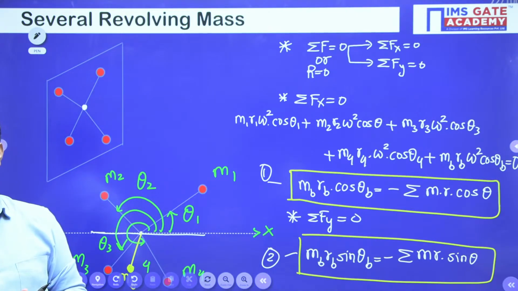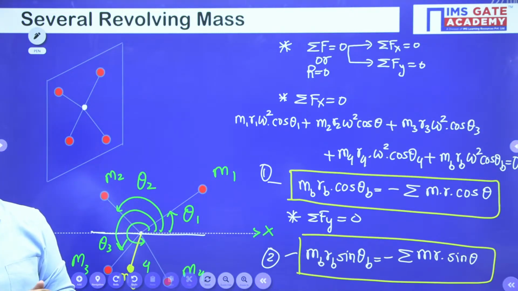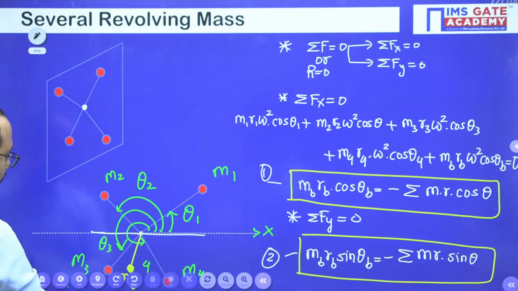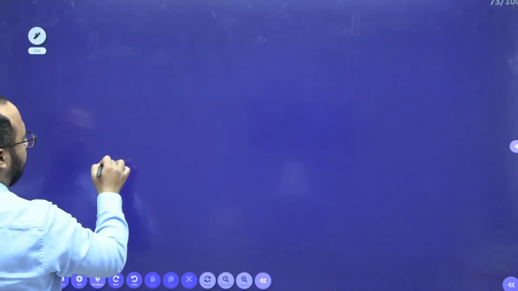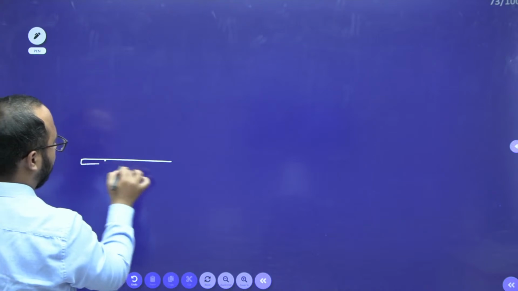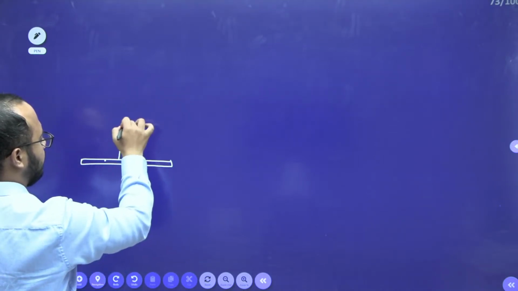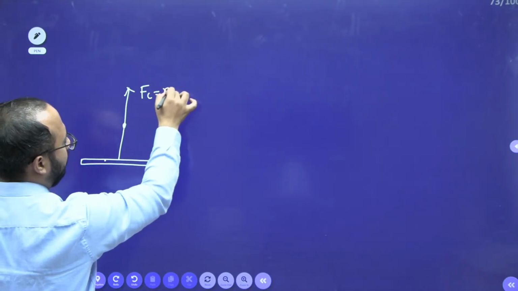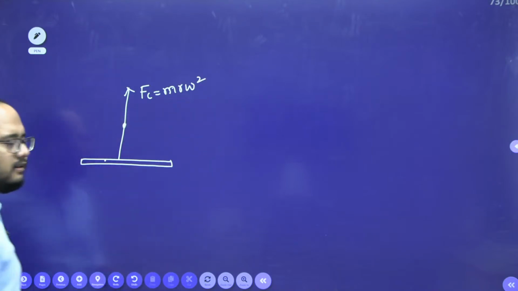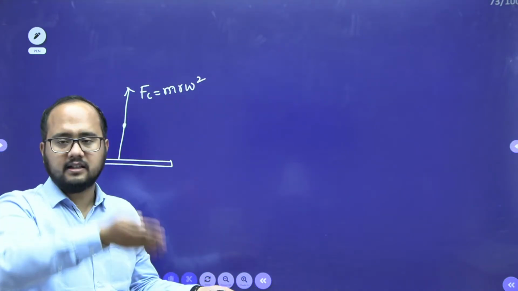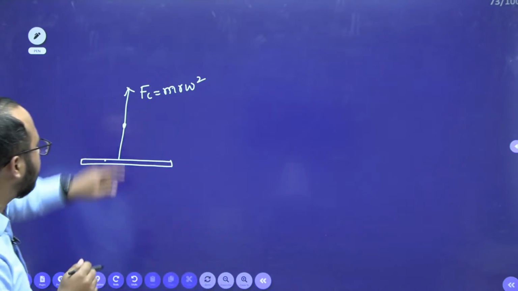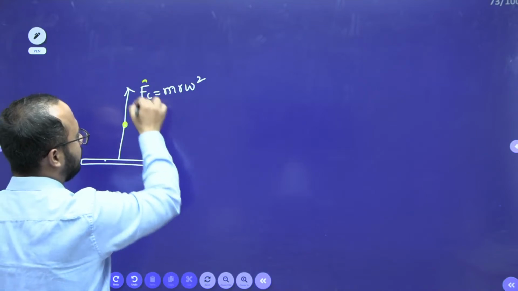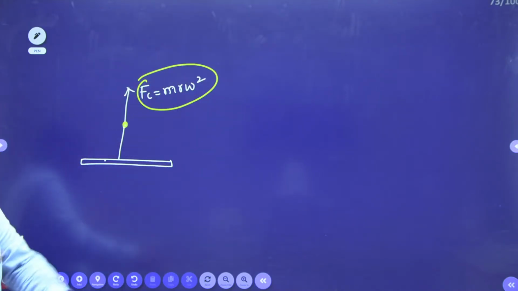Why do we consider the radial acceleration only? See, try to understand this point. If this is the shaft we are having, and let's suppose some mass is there, it is rotating. So you will have this centrifugal force m r omega square. It is having a rotation like this, so obviously the centrifugal force will be acting like this.